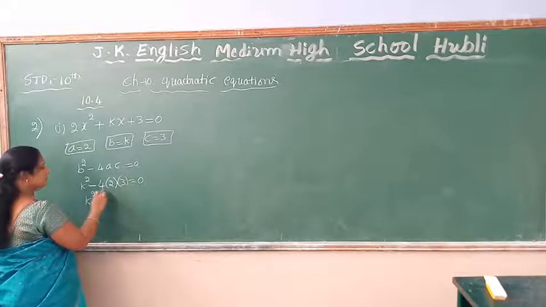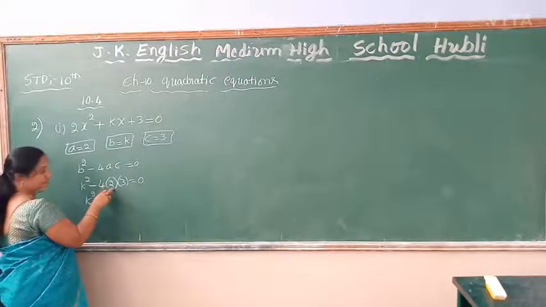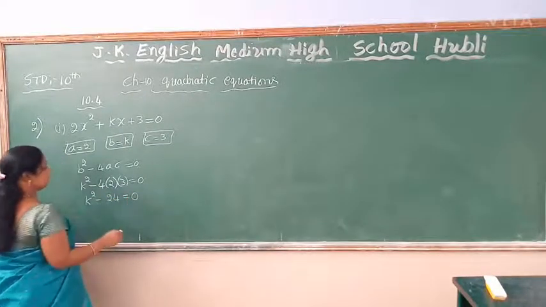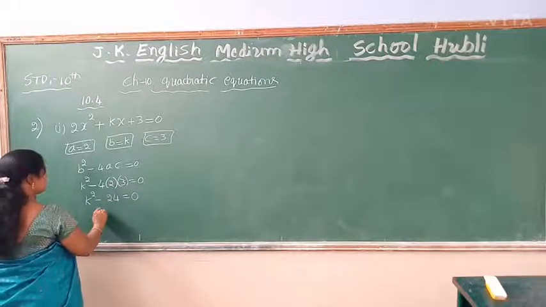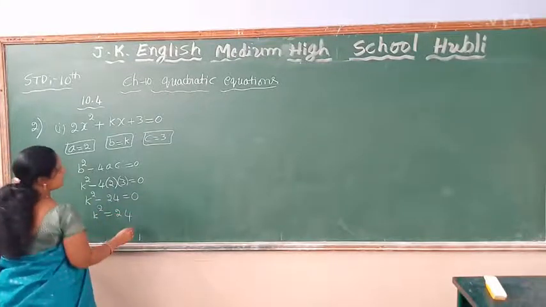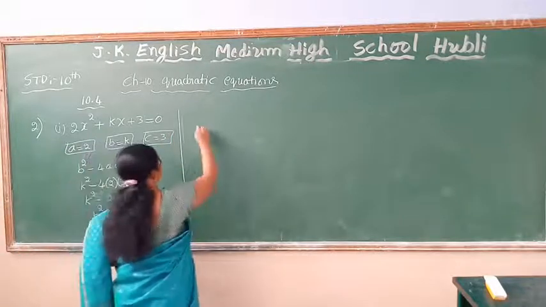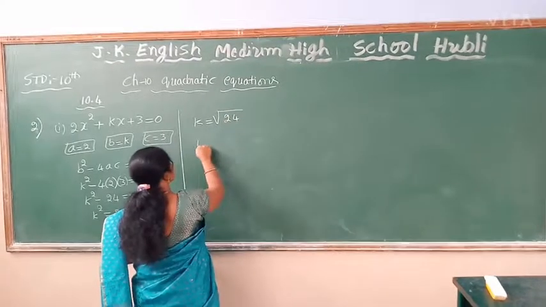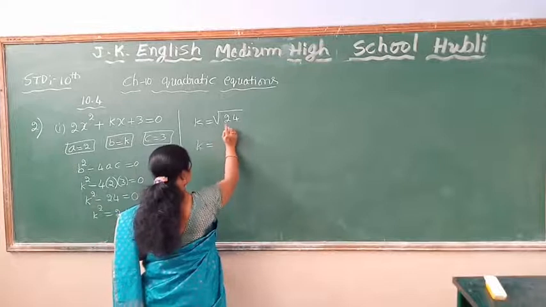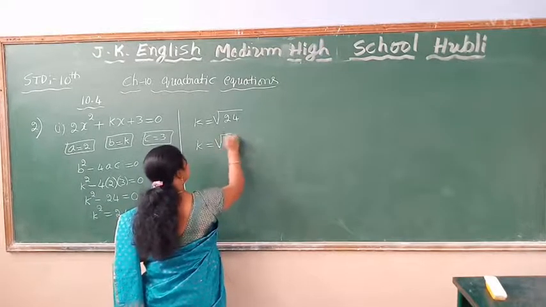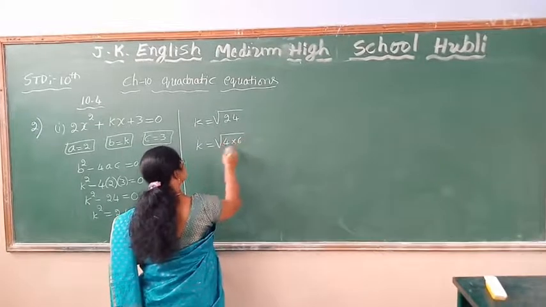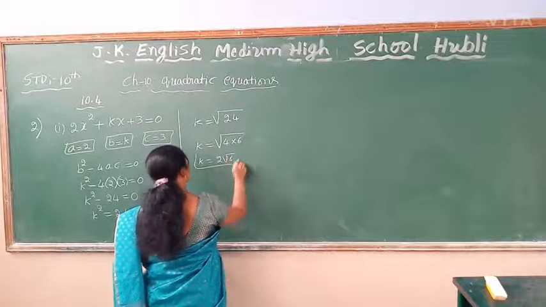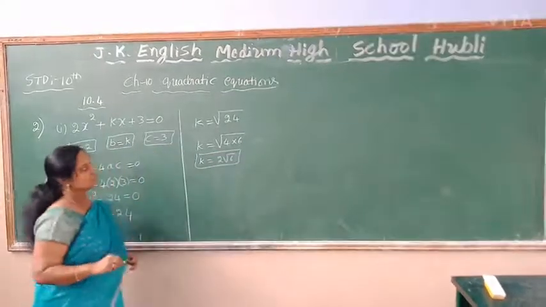K square minus 4, 8s are 4, 2s are 8, 8 3s are 24, is equal to 0. Then k square is equal to 24, but k value I have to find out. K is equal to square root of 24. How can I write this one? See now we should have a square number, 4 into 6. So then k value is 2 root 6. I got the value of k as 2 root 6.